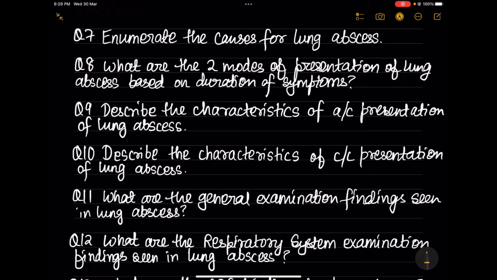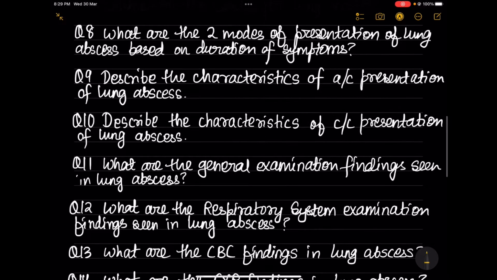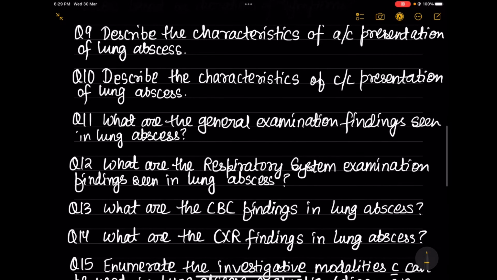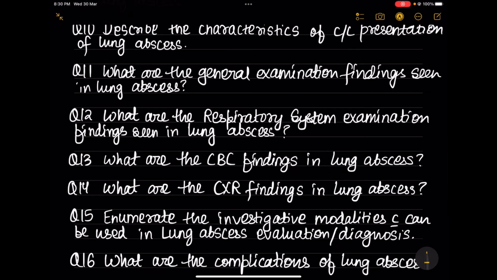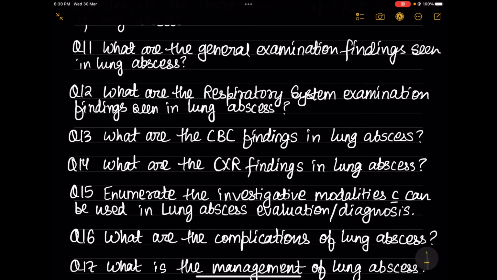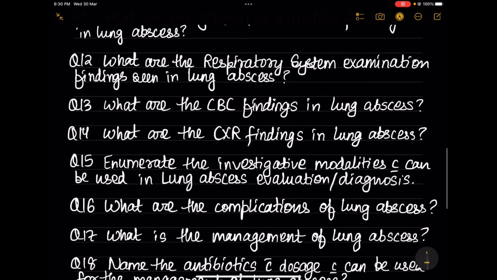What are the general examination findings seen in lung abscess? What are the respiratory system examination findings seen in lung abscess? What are the CBC findings seen in lung abscess? What are the chest X-ray findings seen in lung abscess? Next is enumerate the investigative modalities which can be used in lung abscess evaluation and diagnosis. What are the complications of lung abscess?